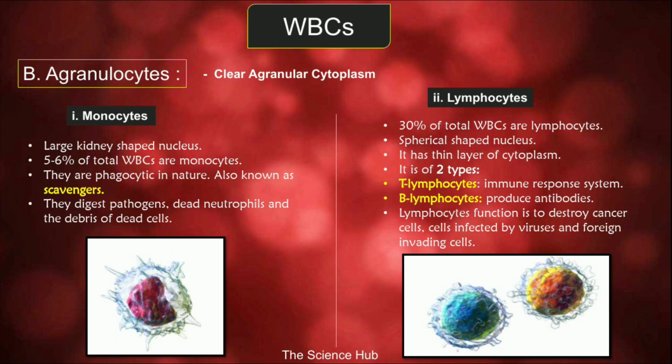Lymphocytes. They make up 30% of the total WBCs. They have spherical shaped nucleus and a thin layer of cytoplasm. They are of 2 types, T lymphocytes and B lymphocytes. T lymphocytes are responsible for the immune response system, and B lymphocytes are responsible for the production of antibodies. Lymphocytes function to destroy cancer cells, cells which are infected by viruses, and foreign invading cells.